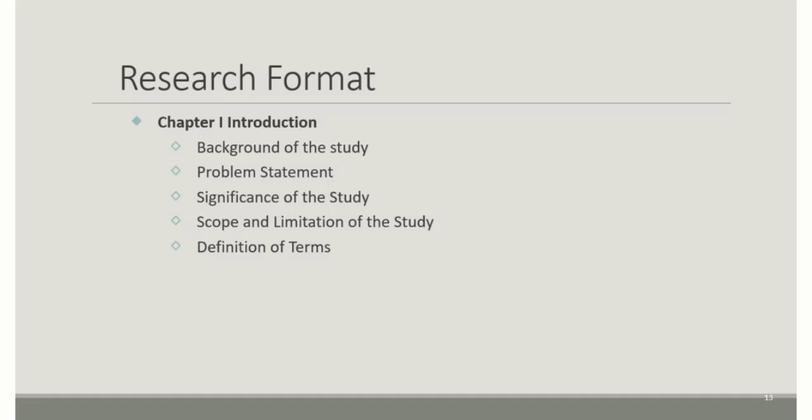Afterwards, you have the significance of the study. Who will benefit from this research? Because one of the characteristics of research is being relevant. And usually it is of public matter, no? So, it should be relevant.